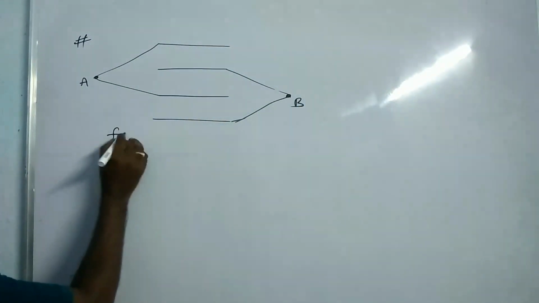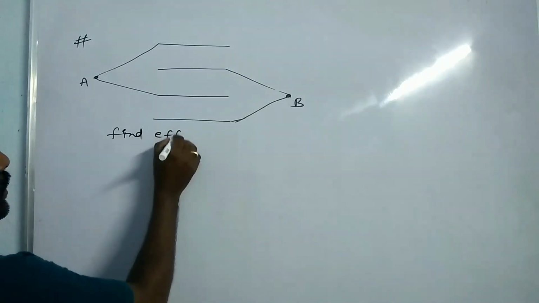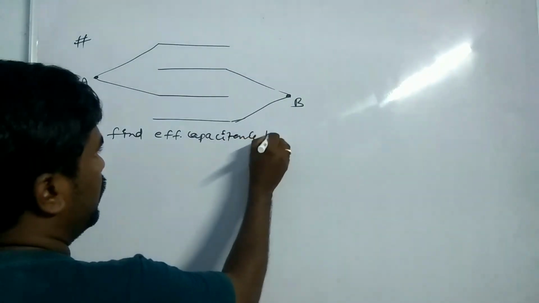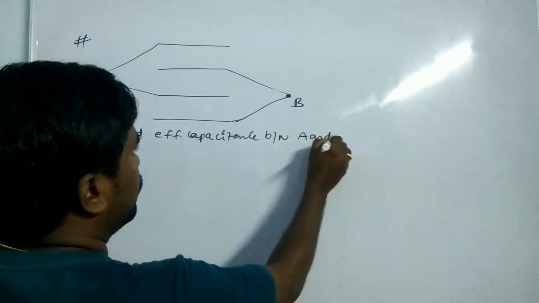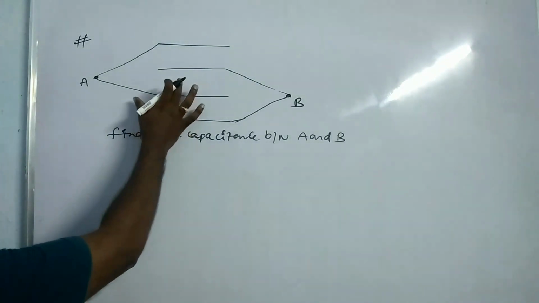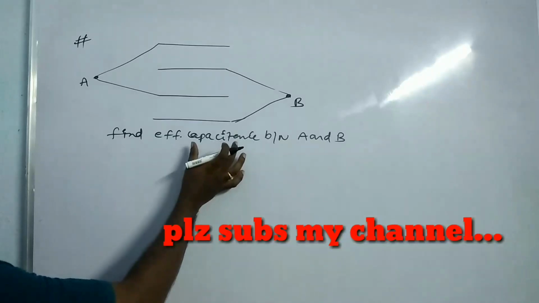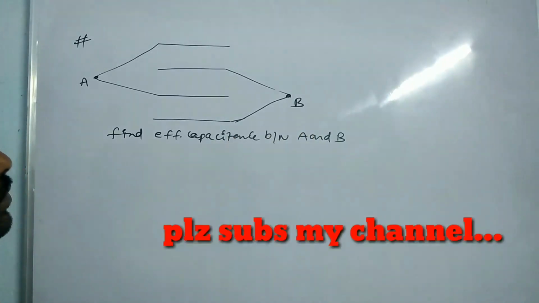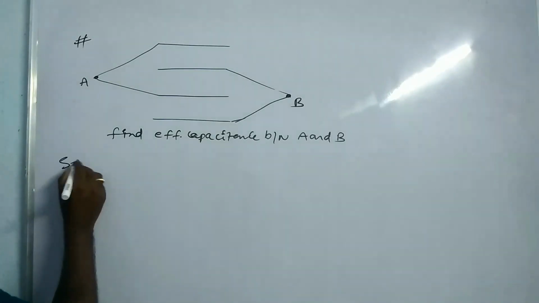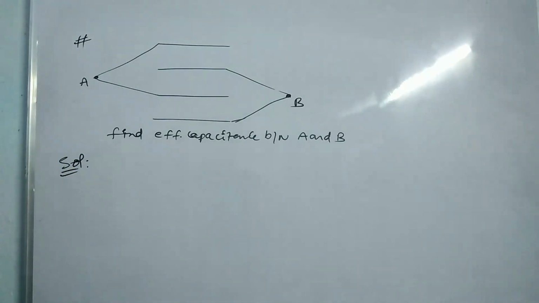Find the effective capacitance between A and B. They can ask only the circuit and ask to find the capacitance between A and B. How can we find this? This is the simple method which we have to follow, the easy trick which I will tell you here.